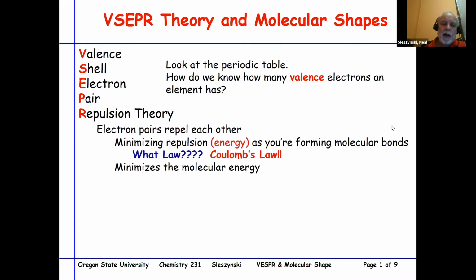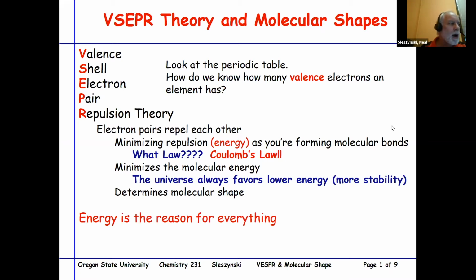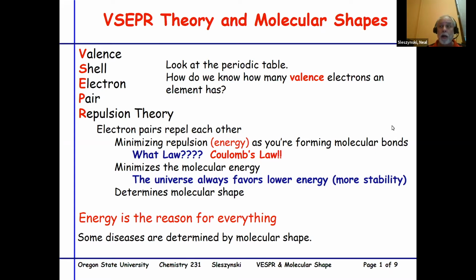Our goal is to minimize the overall molecular energy by minimizing the repulsion of the electrons used in forming our bonds. The universe always favors low energy or more stability in the molecules it forms. This minimization of repulsion, which minimizes the energy stored in the molecule, determines the molecular shape. If you haven't heard it from me before, energy is the reason for everything. Well, there are some diseases that are actually caused by issues with molecular shape. Can you think of one? Well, I'll leave that until the last slide, and then we'll review that concept.